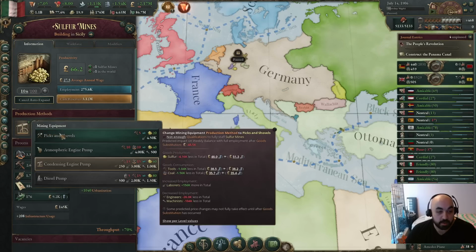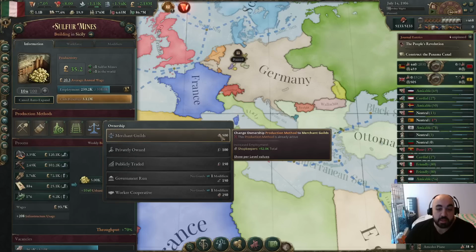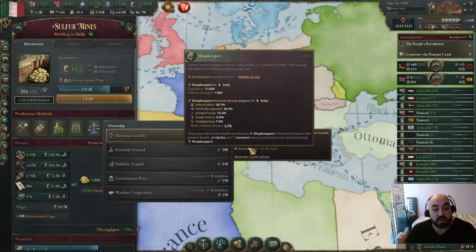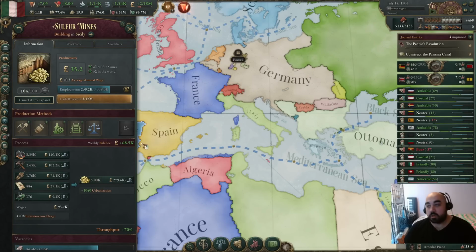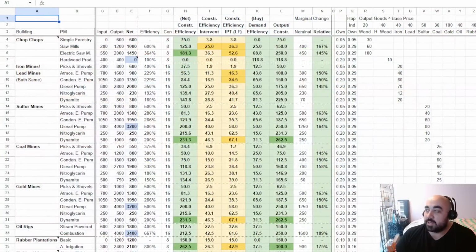Now, if we are on PMs of picks and shovels, they will be shopkeeper owned, which only contribute 5% to the investment pool. This is the most important and essential thing. And if we were to jump back into the spreadsheet, you will see the numbers that are highlighted in yellow. This is how much investment pool we are getting per construction, which is our most important metric.